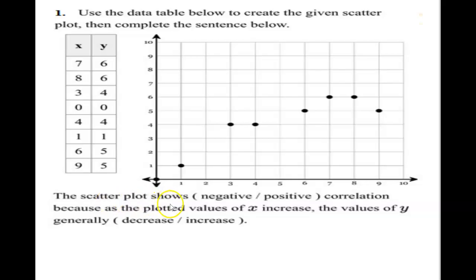So the scatter plot shows negative or positive correlation because as the plotted values of x increase, the values of y generally decrease or increase. Okay, so as you can see, this is going up, so it's going to be positive. And the reason being is because as the x values go up, the y values go up. So as the x increases, the y increases.